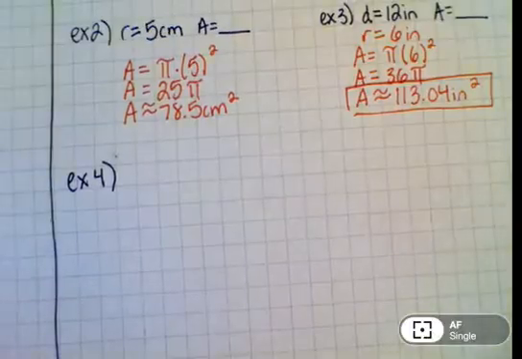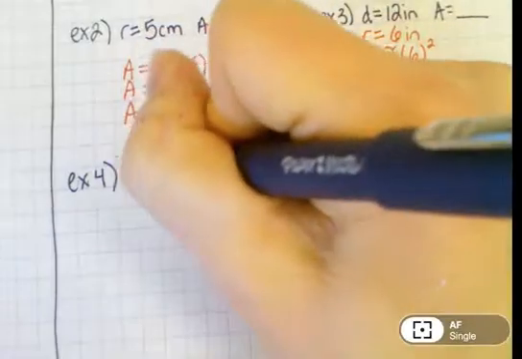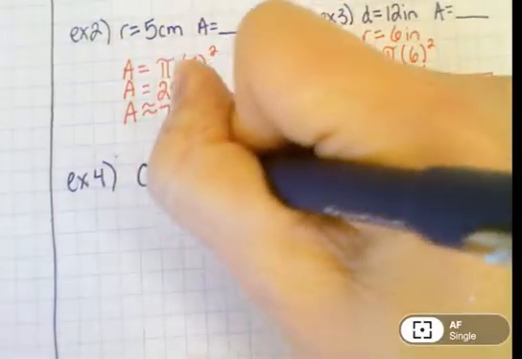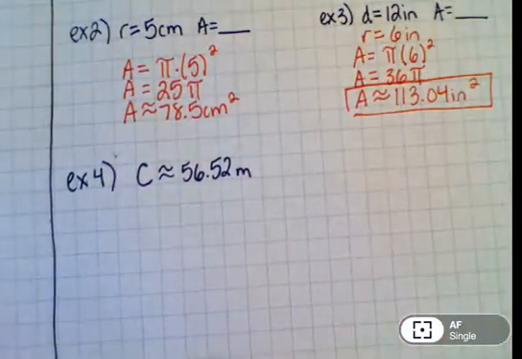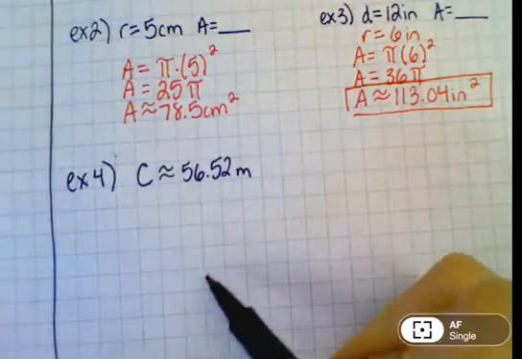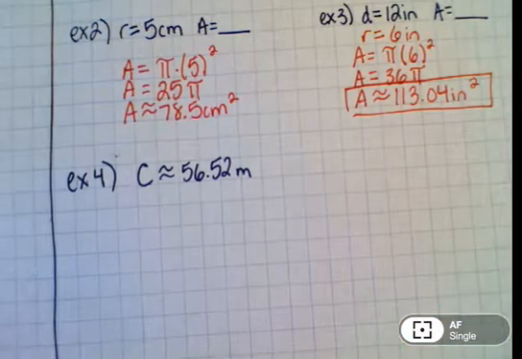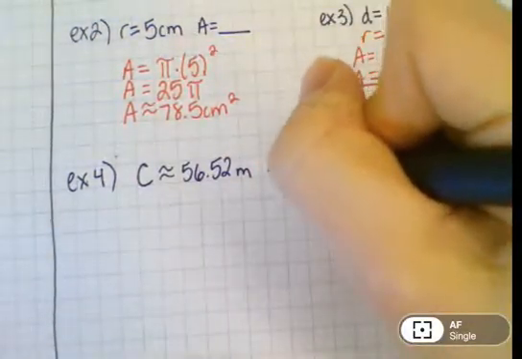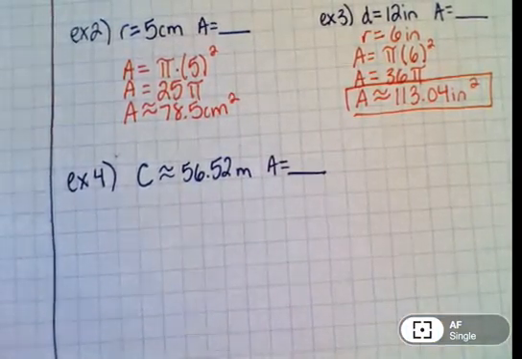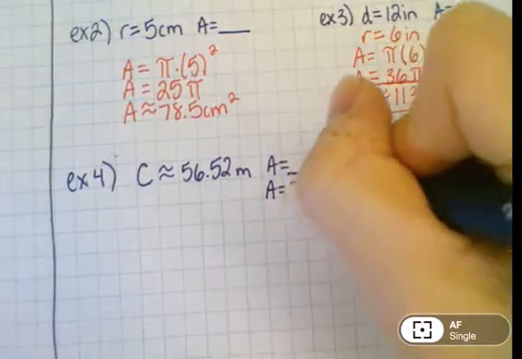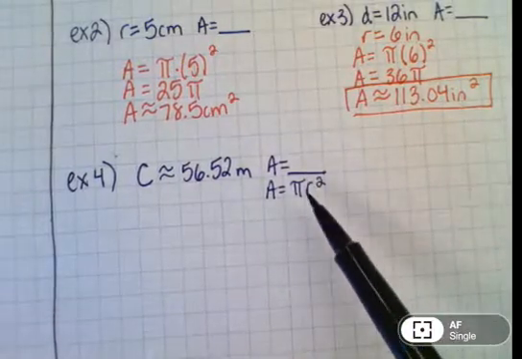What happens if you are given the circumference? So I'm going to tell you that the circumference of a circle is approximately equal to 56.52 meters. So in other words, you can imagine a circle, and if you walk all the way around the circle, it's huge. You're going to be walking 56.52 meters. And I want to know, what is the area? So thinking back to our area formula, area equals pi times the radius squared, I really can't find the area unless I know what the radius is.